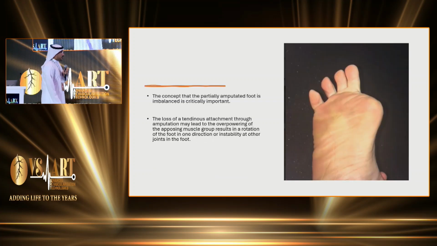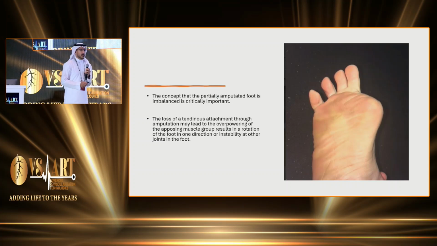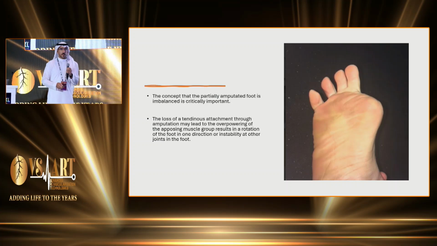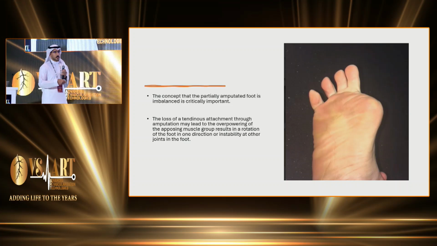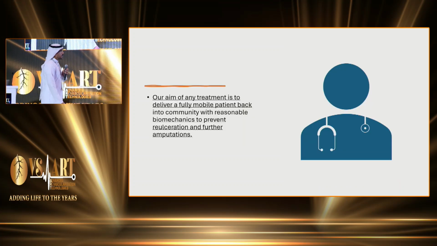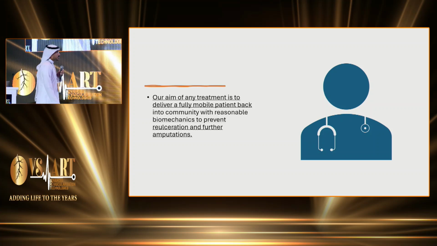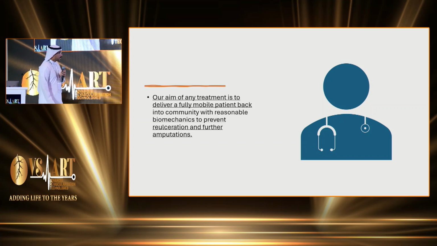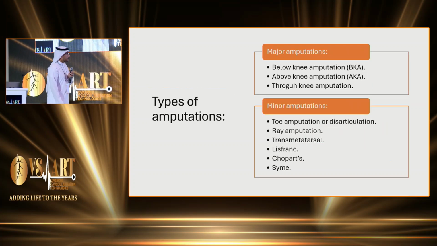So, the concept of the partially amputated foot's imbalance is critically important. If we lose a tendinous attachment through amputation, it will lead to overpowering of one side over the other, which will lead to foot rotation, valgus and varus deformity of the foot, and further problems, re-ulceration, and ending up with more proximal amputations. So our aim in any treatment is to deliver a fully mobile patient back into the community with reasonable biomechanics to prevent re-ulceration and further amputation.